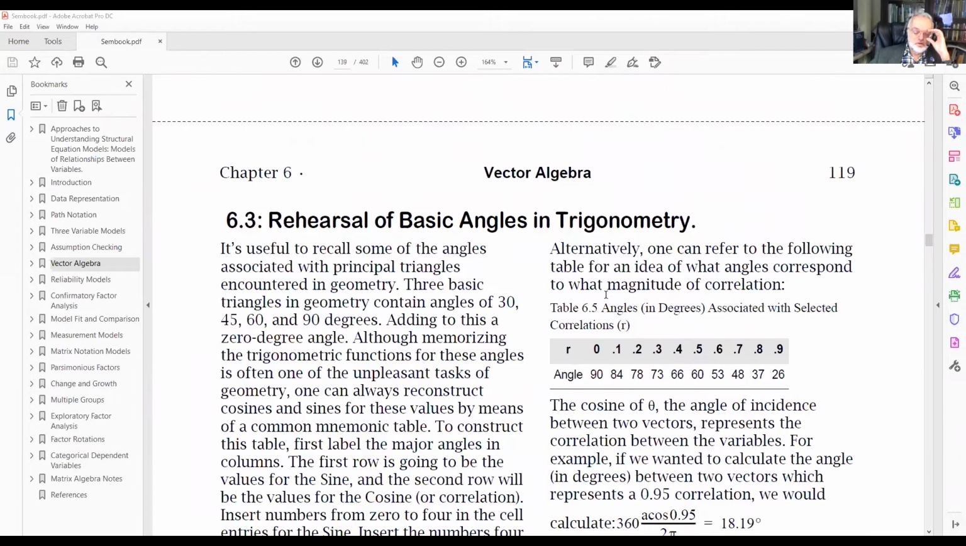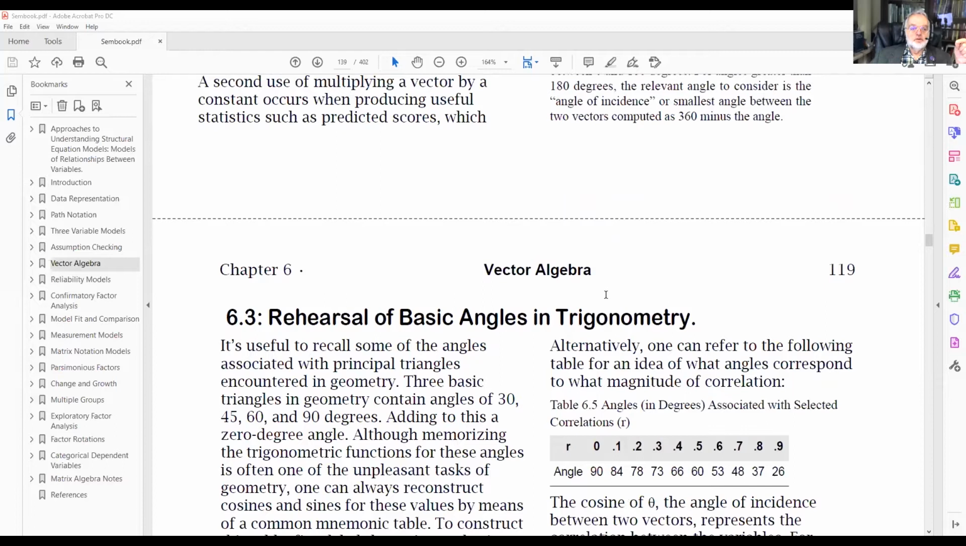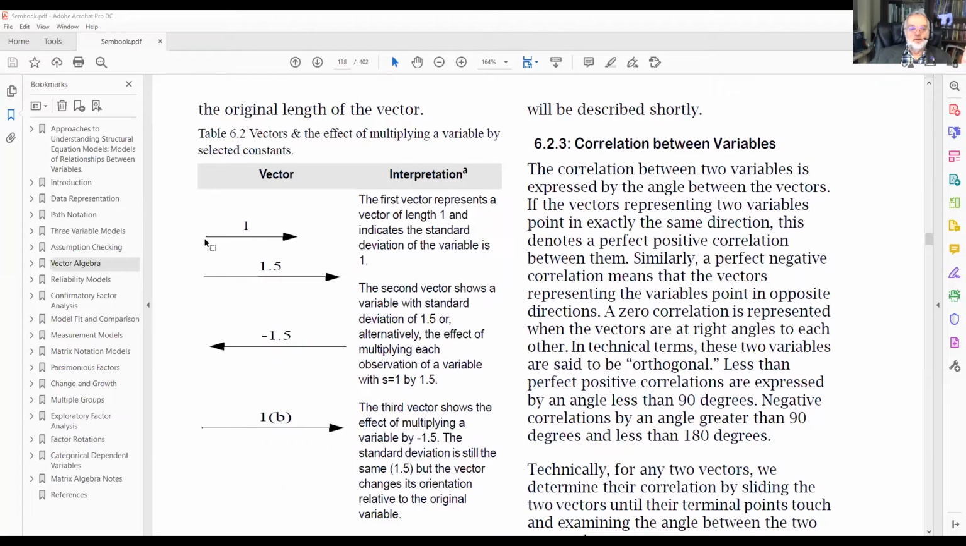When last we stopped on Friday, I was at this point, and the thing that I had been wanting to say was in vector algebra, two variables that are indicated by vectors, that is, have a point on one end and an arrow, where the length is the standard deviation, two variables are assessed in terms of their similarity by the angle between those two. So what I do is, if I have one vector, these are both pointing in the same direction, I slide the endpoint of one vector over to another, and then I look at the angle between the origins of those two vectors.